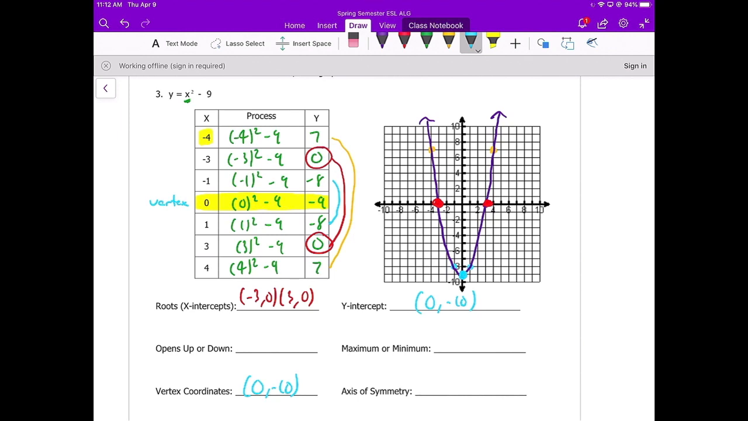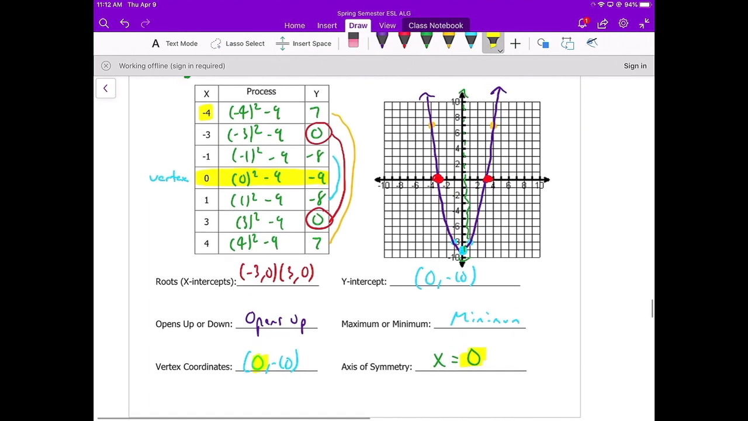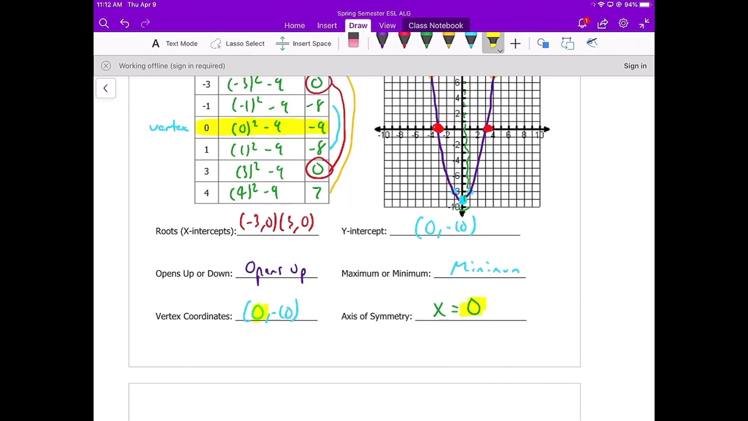Because the blue, the vertex is at the bottom of the U shape, that makes it a minimum. This graph opens up. It opens up because the U shape is pointing up towards the top. And the axis of symmetry, if I were to cut this thing right down the middle, is at x equals 0. One more reminder that this number and this number on your vertex, the x-coordinate, are always the same number.